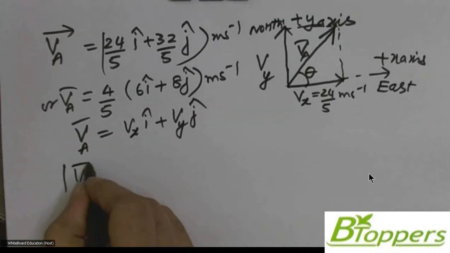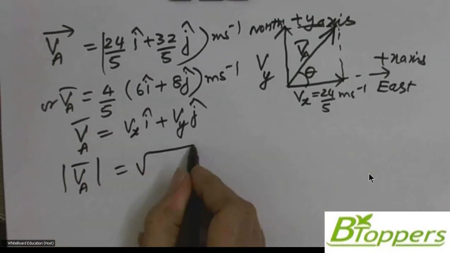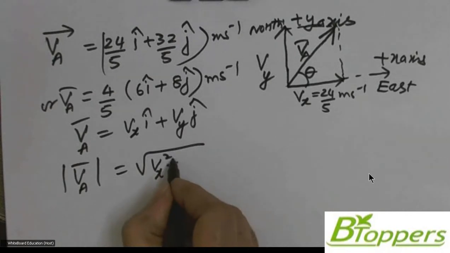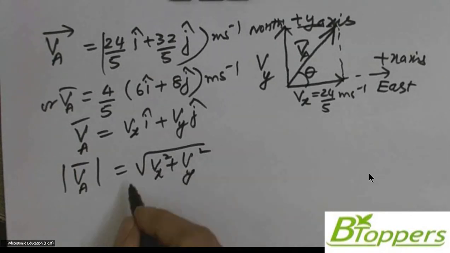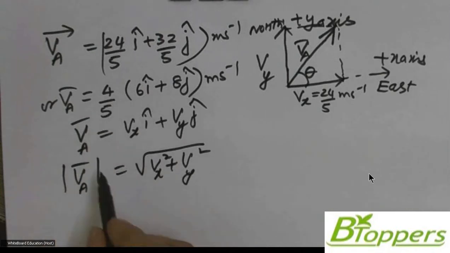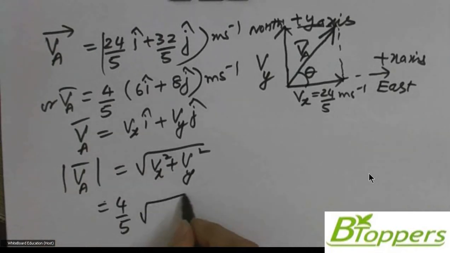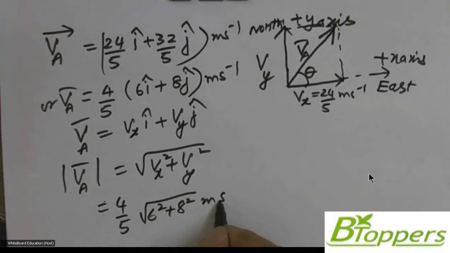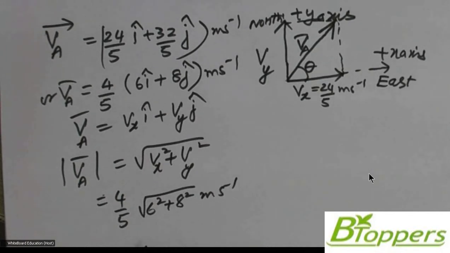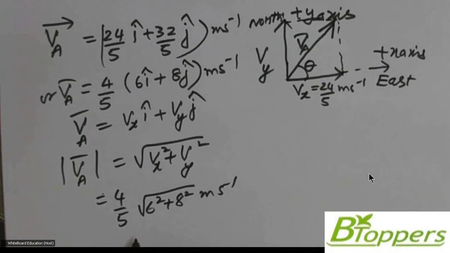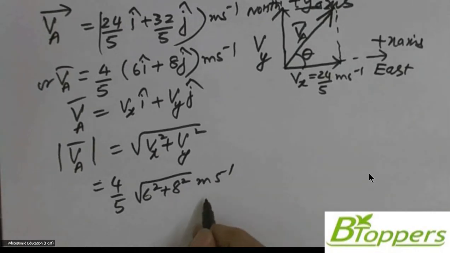So mod of VA bar will be root of Vx square plus Vy square. That you can, 4 by 5 can take common outside. The two components in the root of 6 square plus 8 square meter per second. This you can simplify it further yourself. It comes out to be 8 meter per second.